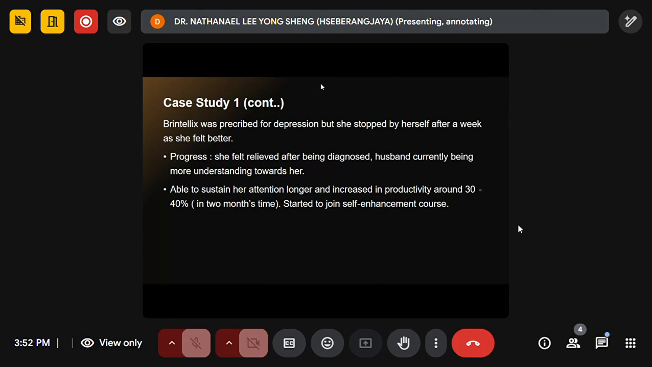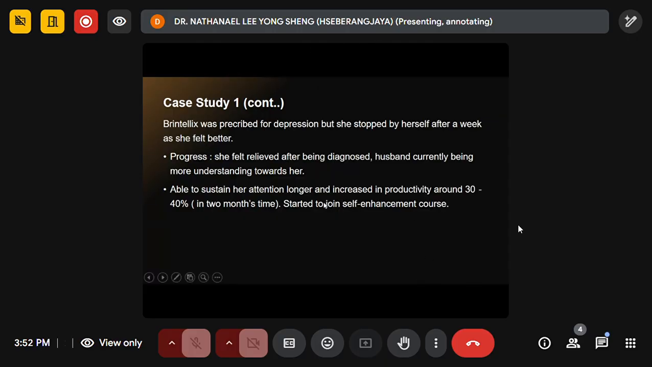And she said, subsequently in the follow-up, that she was able to sustain her attention longer and had an increase in productivity of around 30 to 40% in the next 2 months of appointments. So the effect of the medication will take time, right? And usually we have to slowly taper up to a maximum of 80 milligram. The Ritalin LA, you can optimize it to a maximum of 80 milligram.